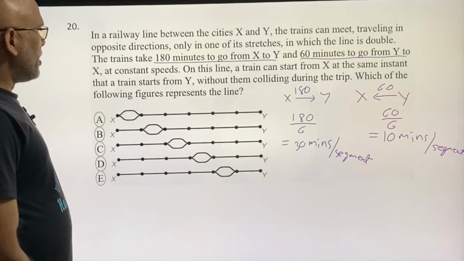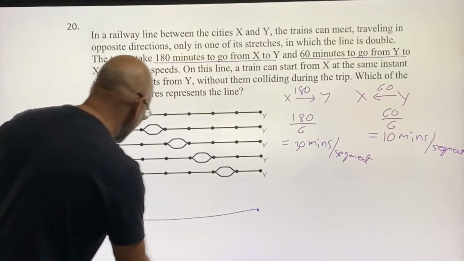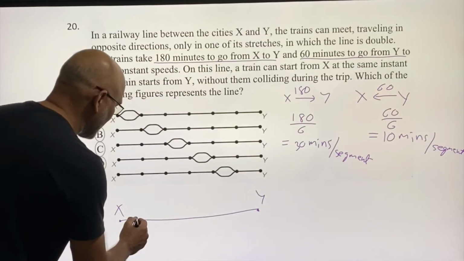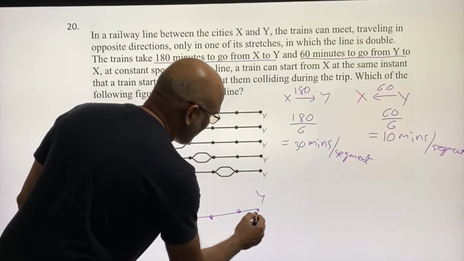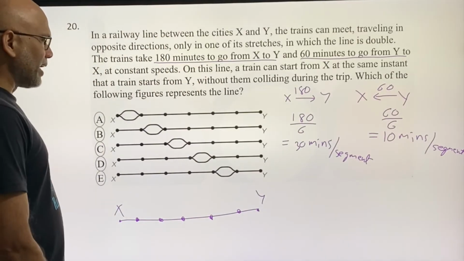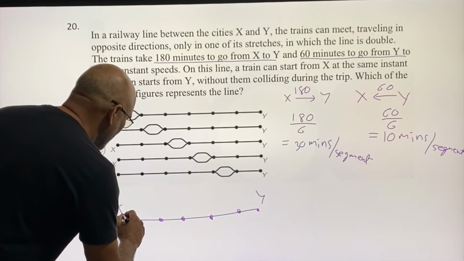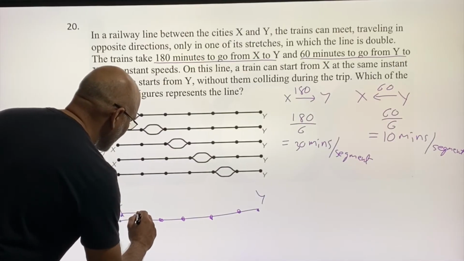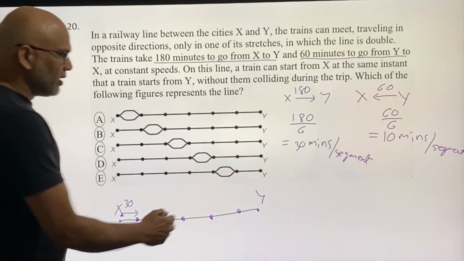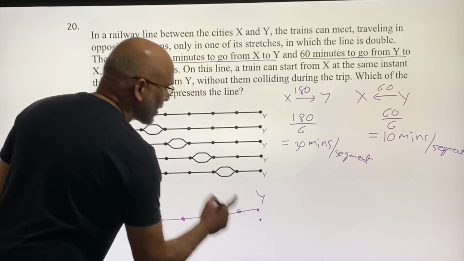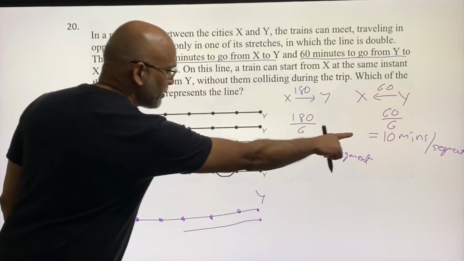All right. Let me draw another line here from X to Y. So this is X, this is Y, and let me draw the 6 segments: 1, 2, 3, 4, 5, and 6. All right. So let me start 2 trains, one from X and one from Y. Okay. So when this train starts from here, one segment, it takes 30 minutes. We found that out, right? So when another train starts from Y, in 30 minutes, it is going to come 10 minutes, 10 minutes, 10 minutes. It takes 10 minutes per segment.